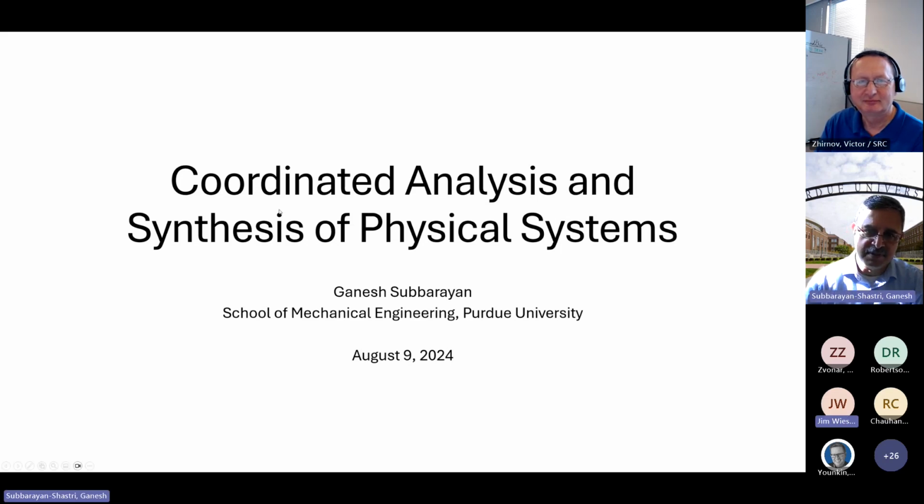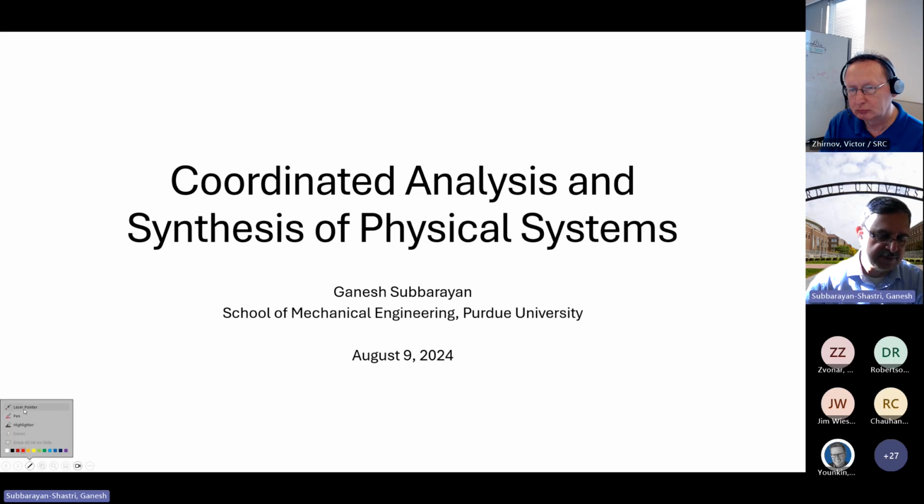I'm going to simply name the title Coordinated Analysis and Synthesis of Physical Systems, because what you will see as I go is that there are parallel procedures for analysis and synthesis. They mirror each other, as you will see as I go. And what would remain is the idea of physical systems, that they would all be applicable to physical systems.